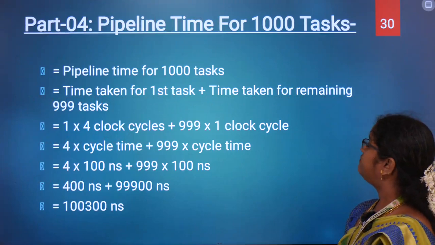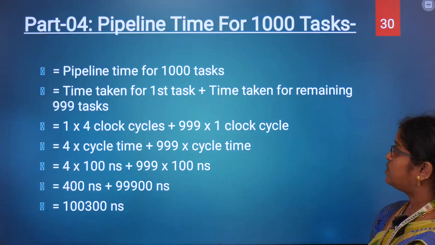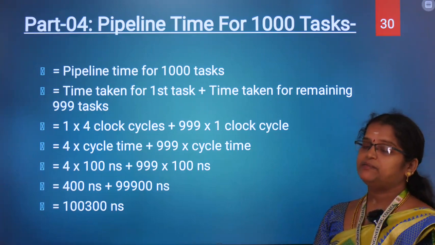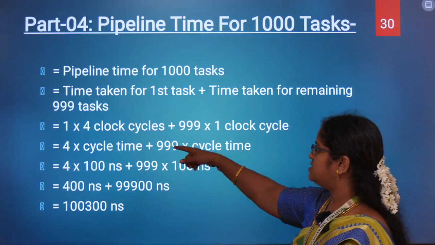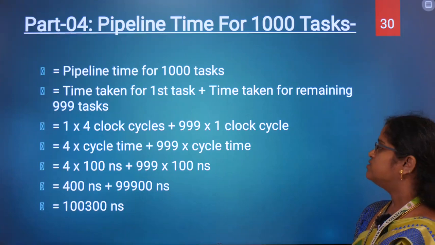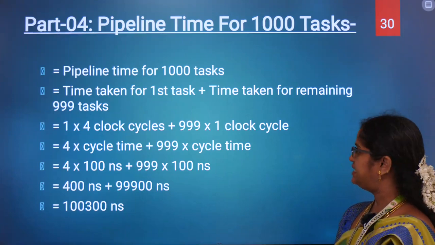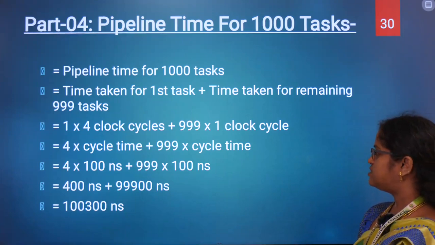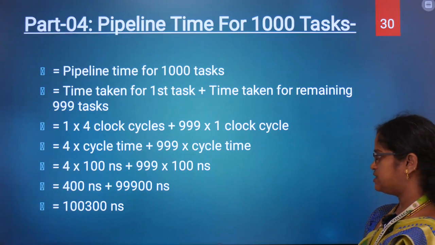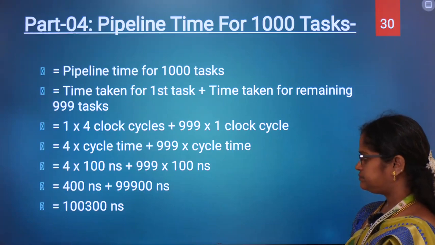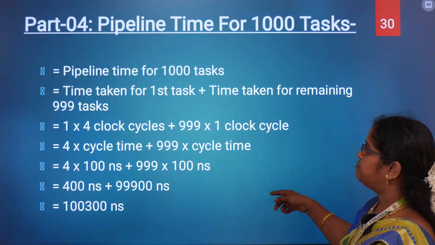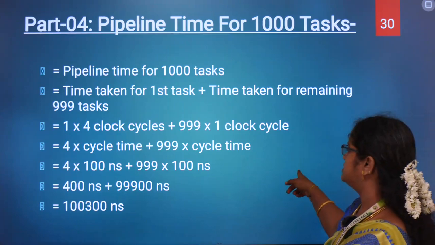Part 4, pipeline time for 1000 tasks. It is the time taken for the first task plus the time taken for the remaining 999 tasks. So the first task takes 4 clock cycles plus 999 times 1 clock cycle. So 4 into cycle time 100 ns plus 999 into cycle time, also 100 ns. So 400 ns plus 99,900 ns. So totally 100,300 nanoseconds for the completion of all 1000 tasks.